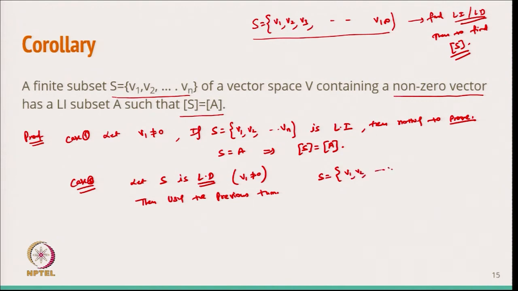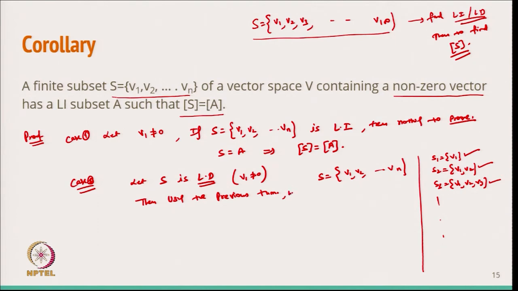S is {v1, v2, ..., vn}. So what we are going to do is check. Because v1 is not equal to 0, I can make sets like this: S1 that will contain v1 only, S2 = {v1, v2}, S3 = {v1, v2, v3}, like this. Since only one vector is there in S1, it is linearly independent, and then we can check whether each of the others is linearly independent or dependent.